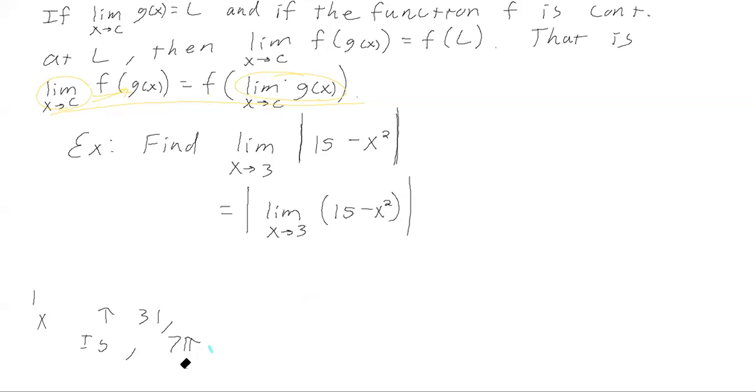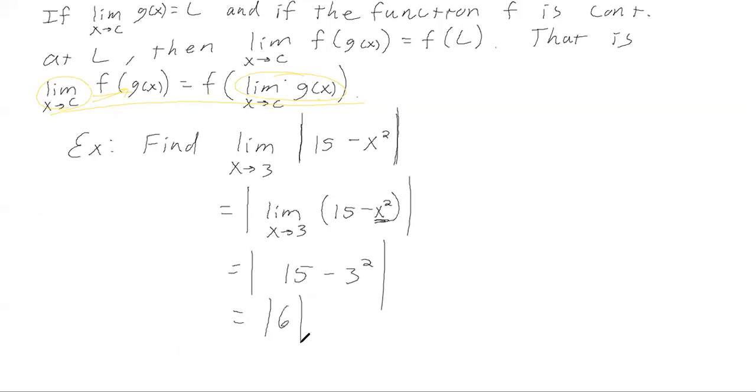Well, let's look at that limit there, okay? What do we know about that limit of 15 minus x squared? We know that's the limit of a polynomial. So what do I know about that? I know that I could just sub in 3 for x here. So I have the absolute value of 15 minus 3 squared. All right, so that's 15 minus 9 in those absolute values. What's 15 minus 9? 6, you say? It's the absolute value of 6.